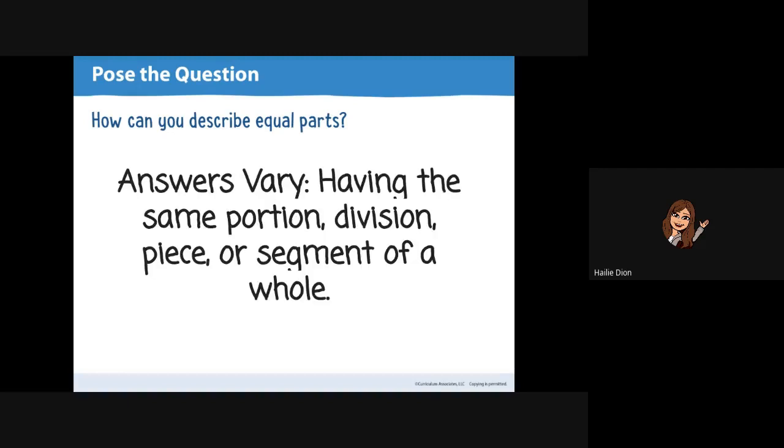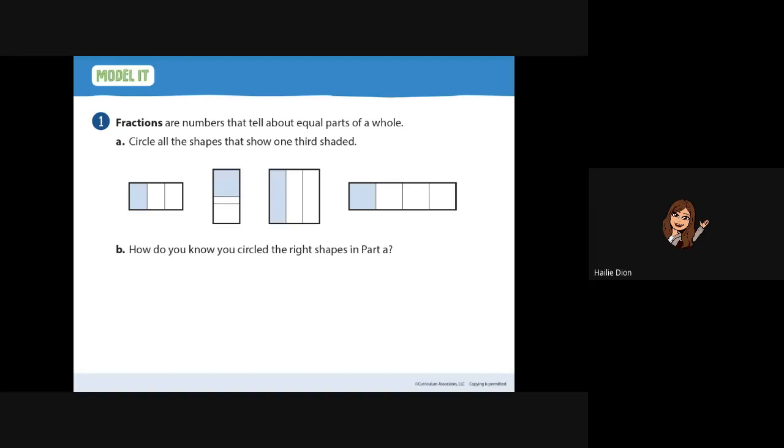And it can vary. It means like the same portion, or when you're dividing something into equal sections, or you're making sure everyone has the same amount of objects. So number 1 is asking you which pictures are showing 1/3 shaded.